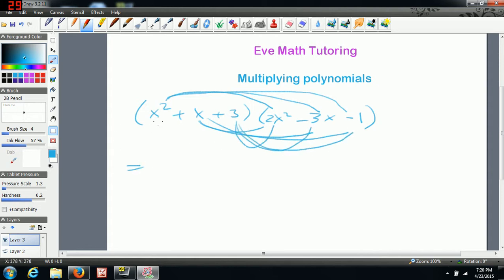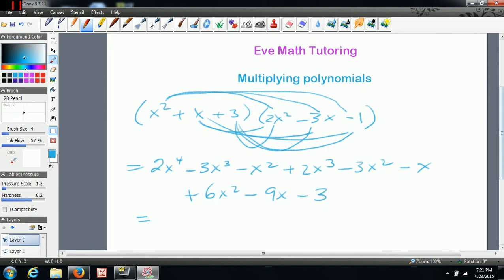Okay, so x squared times 2x squared is going to be 2x to the 4. X squared times negative 3x is negative 3x cubed. X squared times negative 1 is negative x squared. X times 2x squared is positive 2x cubed. X times negative 3x is negative 3x squared. X times negative 1 is negative x. Then we do this part. This becomes plus 6x squared. 3 times negative 3, negative 9x. And then 3 times negative 1 is negative 3.